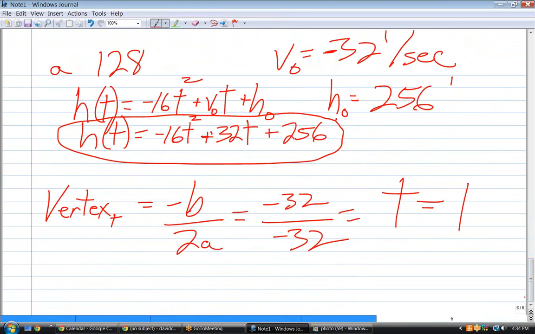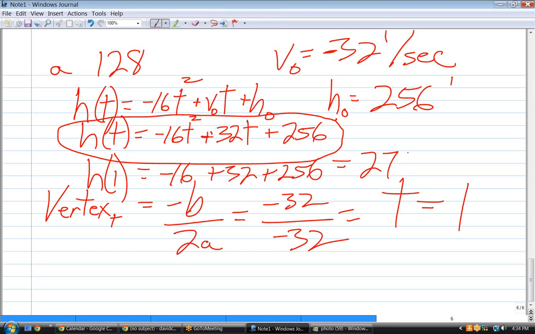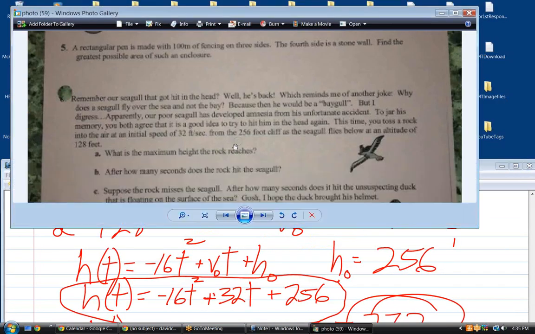What happened to my diagram? I erased it. Okay. So what is that maximum height going to be? How do we get it? Plug 1 in as t. So we're going to do h of 1, and that's minus 16 plus 32 plus 256, which is 272. So the rock doesn't go very much higher over the cliff, but it goes an extra 16 feet up before it hits its peak and starts coming down. So the maximum height is 272.